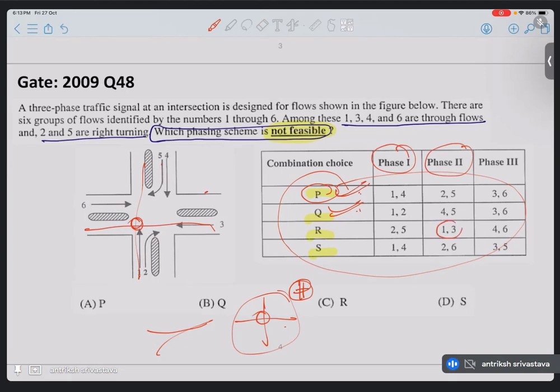See, 1 and 3, if they go at the same time in a single phase, they are going to have a conflict. We'll see a lot of accidents actually. So this is definitely not true.